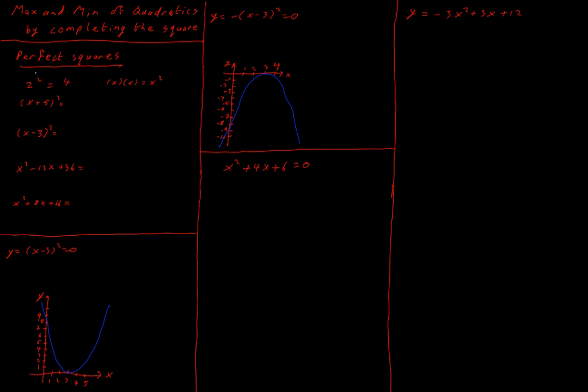Now, on perfect squares, any number that can be written as something squared is called a perfect square, or a whole number squared if we're dealing with pure numbers. So 4 is a perfect square because it can be written as 2 squared. 16 is a perfect square because it can be written as 4 squared, or 25 is a perfect square because it can be written as 5 squared. So x multiplied by x would be a perfect square because it can be written as x squared. So (x + 5)² is a perfect square.